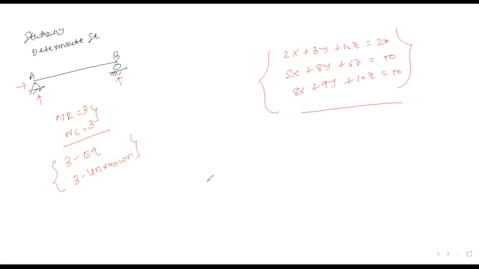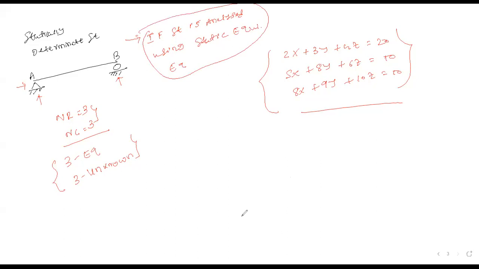Okay, so simple. What definition did I tell all of you? If your structure is analyzed using static equilibrium equations, that is known as a statically determinate structure. Yes or no? If your structure can be analyzed using static equilibrium conditions, that is known as a statically determinate structure. Now, how many static equilibrium equations are there? 3. You have 3 equations and 3 unknowns. This is capable of analyzing the problem.